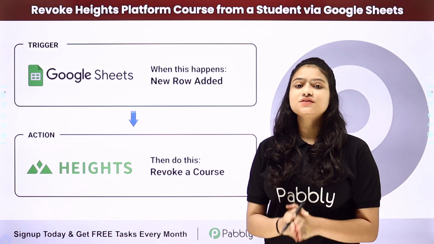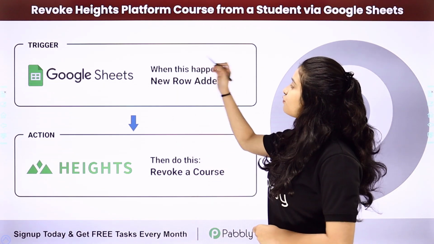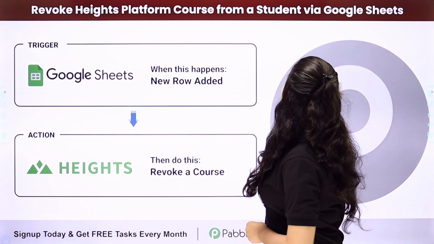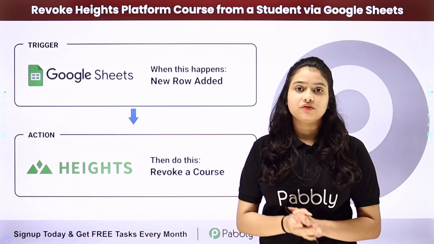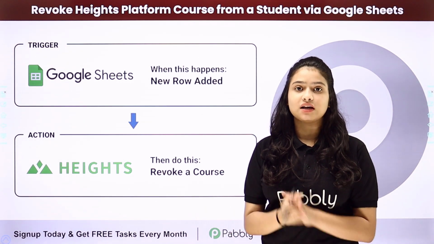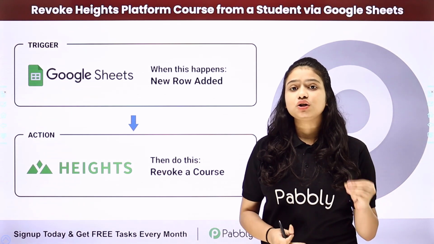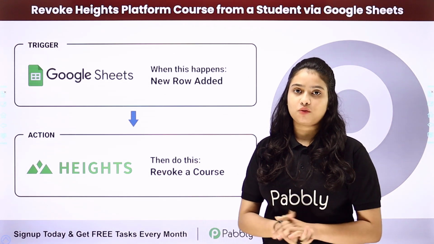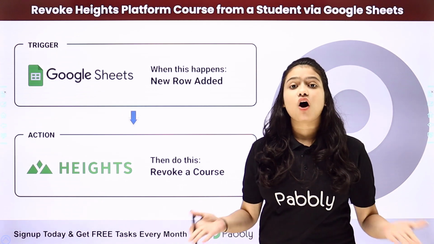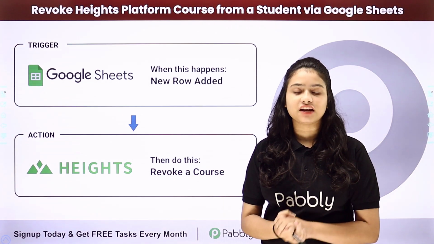Hello everyone, in this video we are going to learn how to revoke Heights platform course from a student via Google Sheets. I want that whenever a new row is added in my Google Sheets along with the details of a student, automatically a course from Heights platform should be revoked from that student. So how are we going to do this process automatically and effortlessly?